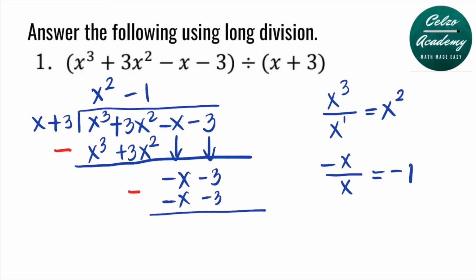And now we need to subtract. Negative x minus negative x is 0. Negative 3 minus negative 3 is also 0. So the answer for this problem is x squared minus 1.